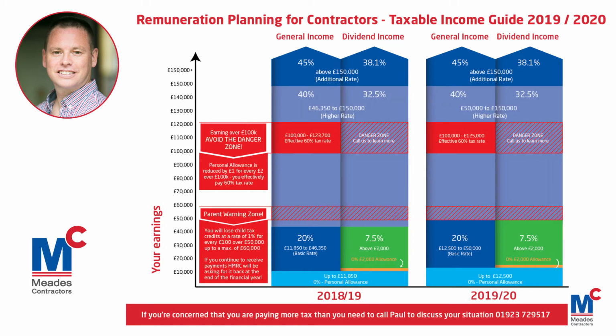A couple of really important items to point out. Firstly, this red section, which is the parent warning zone. That's when you start to lose your child benefit that you're receiving for your children. So if you're earning over £50,000 a year, you'll start to lose your child benefit at a rate of £1 for every £100 over that amount, therefore losing the whole 100% of your child benefit by the time you are earning £60,000. Now, it's important that you recognise that when you're deciding how much to pay yourself out of your company, and also to consider your spouse or partner's income if you're married or in a civil partnership.